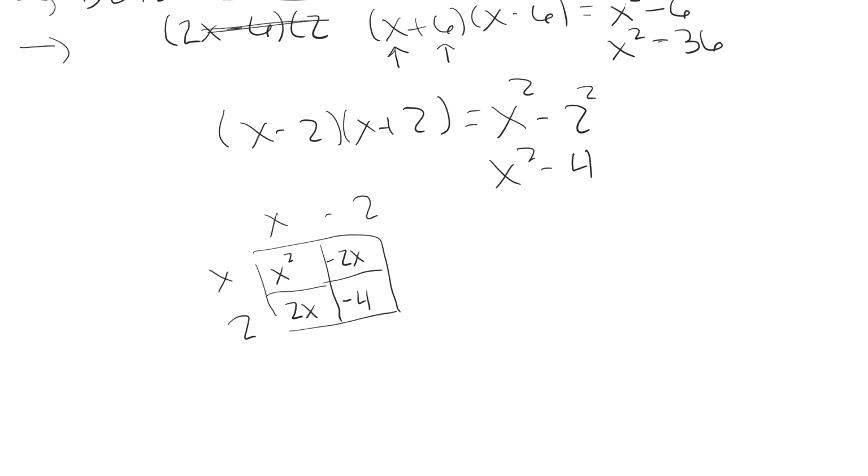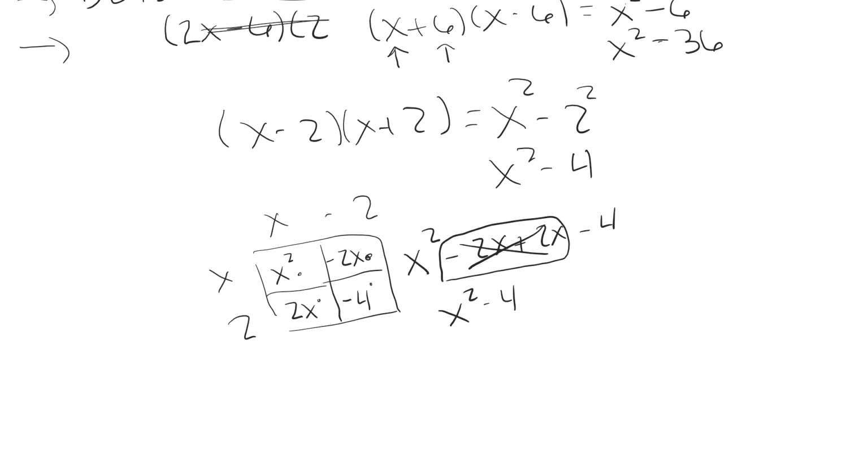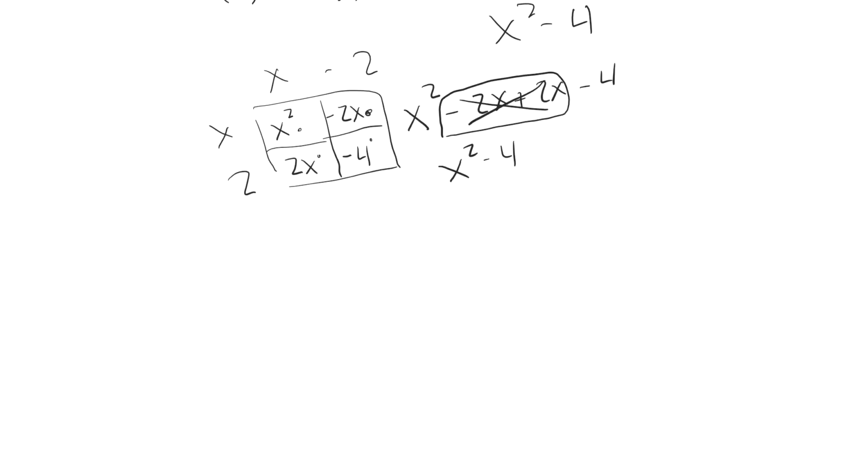Okay, so x times x is x squared, negative 2 times x, positive 2 times x, negative 4. Now we add them all together. X squared minus 2x plus 2x minus 4. What happens to these two? Yep, they cancel each other out. So you're left with x squared minus 4. It's called the difference of two squares.